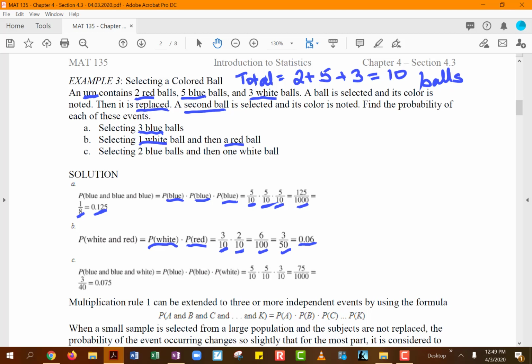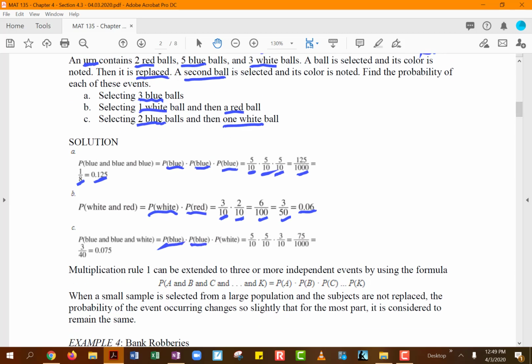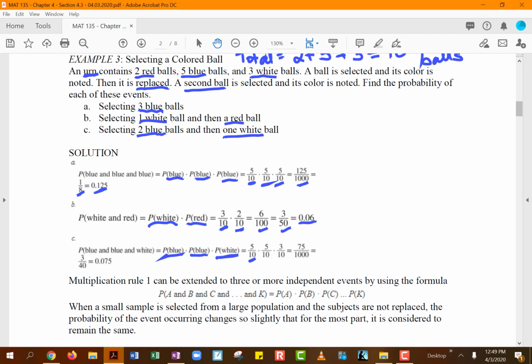Example C is also talking about a similar thing. So you've got 2 blue balls and the probability of selecting 1 white. So 2 blue balls, so that would be 1 event each for each of those balls. And then for the 1 white, so again, guys, we have 5 blue out of a total of 10. So that's 5 over 10 multiplied by 5 over 10. And then there are 3 white balls, so that's 3 out of 10, which of course multiplies to give us 75 over 1,000. Reduce that to 3 over 40, or as a decimal, 0.075. Okay?